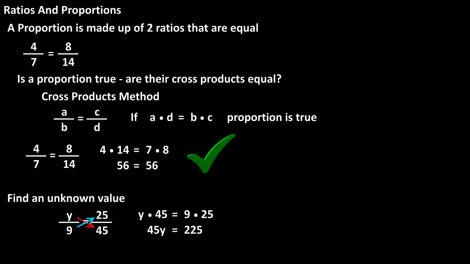To get y alone, we can divide both sides by 45. So y equals 225 over 45. 225 divided by 45 equals 5, and we get a final answer of y equals 5.